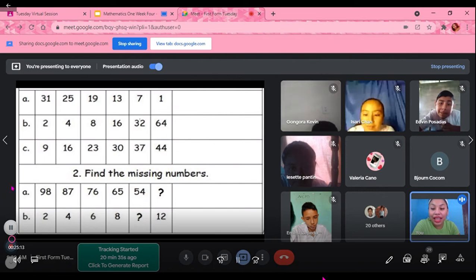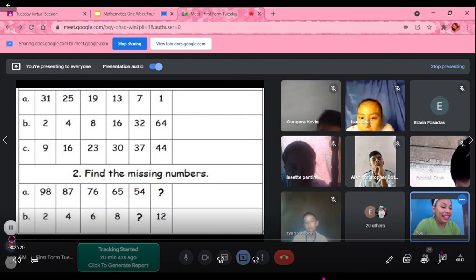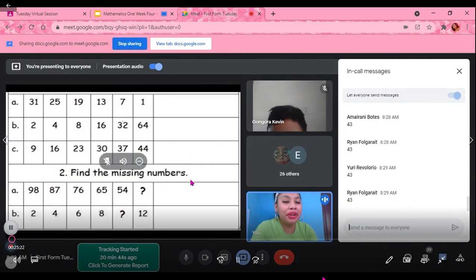So now let's look at the last one. The last one is 2, 4, 6, 8, blank, and then 12. That one is very, very easy. So what is the number that is at the question mark? What number should be there?